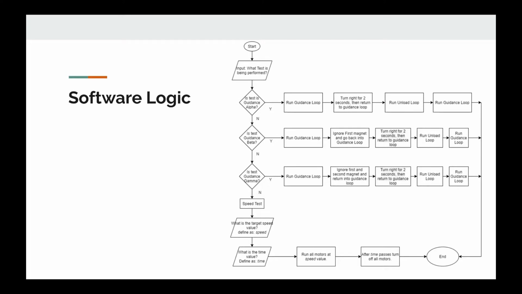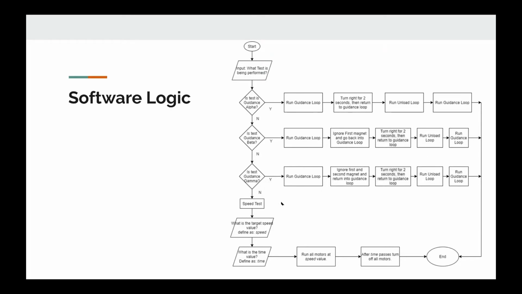Once it finished that, it would go back into the guidance loop, and then it would just come back all the way around the loop. If we told it to go to the beta landing site, it would start off in the guidance loop, ignore the first magnet, and then do the same exact thing that it did on the alpha loop. And then for the final one, it would ignore the first and second, and then it would turn right, go back into line following mode, unload, and then go back into guidance. So those were the 3 main pieces where it could go to the 3 different landing sites.